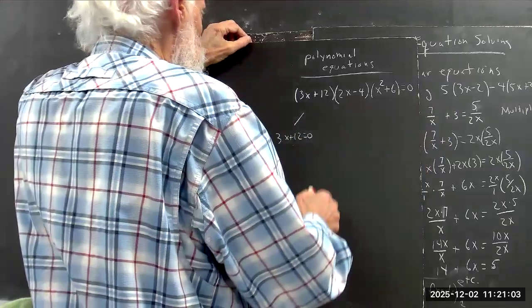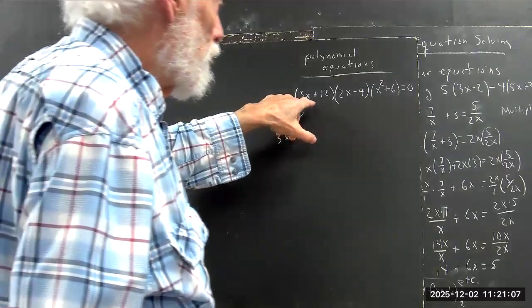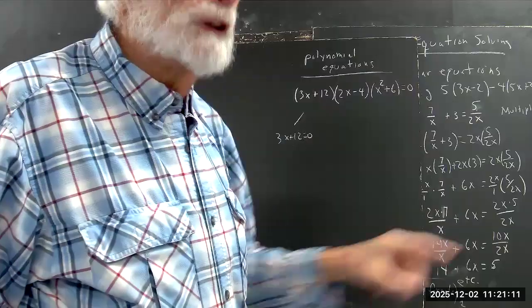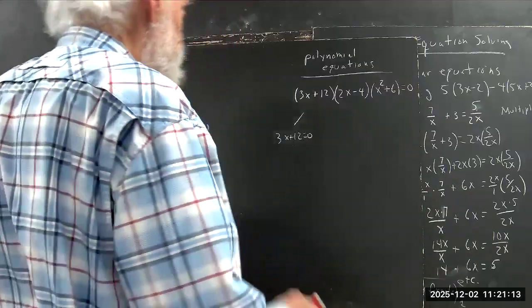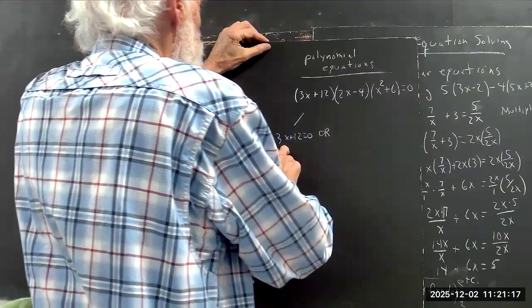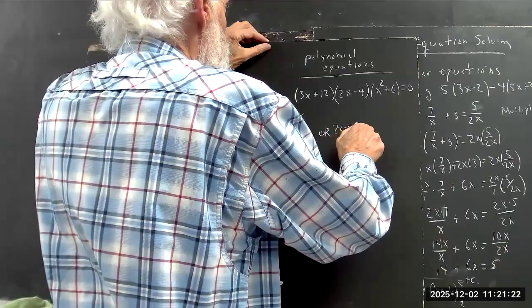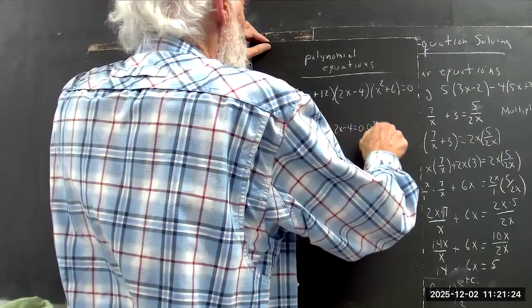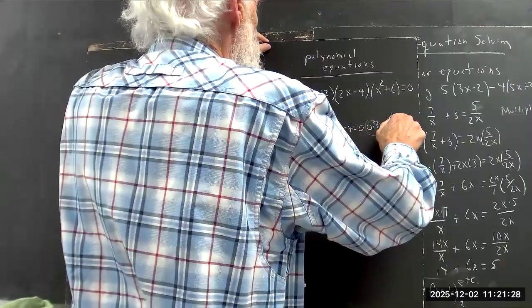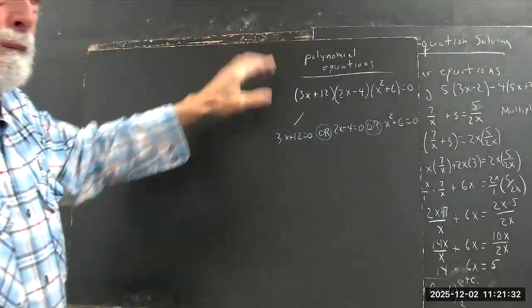This breaks down by the zero property of multiplication. If you're multiplying three things and they give you zero, then at least one of them has got to be zero. Usually just one. So you got 3x plus 12 equals 0, or 2x minus 4 equals 0, or x squared plus 6 equals 0.